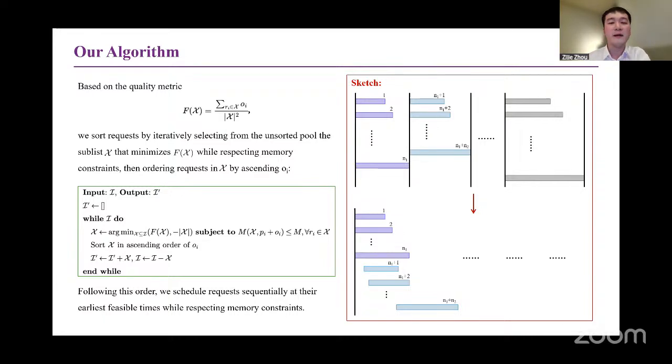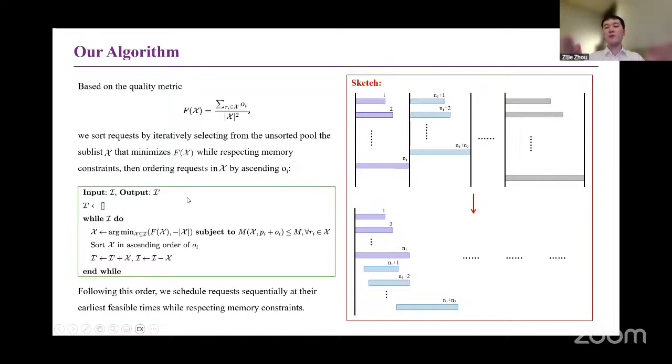So our algorithm is as follows. The reason we form these batches is that we would like to sort these requests. How can we sort them? We sort by the sequence in which each request is added to each of these batches. So we should always prioritize the requests in the first batch, and within this first batch, we order these requests by ascending value of their OIs.